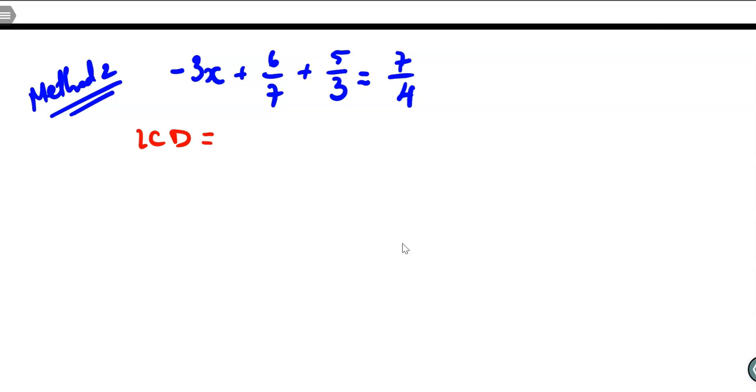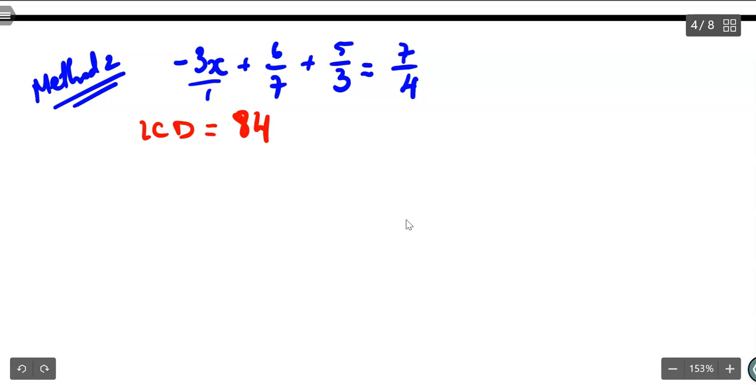Okay, so the lowest common denominator means that you are going to find a number that divides evenly into 7, 3, 4. And in this case, this should be 1 here. You turn that into a fraction as well, so you turn everything in this equation into a fraction. Okay, so 7, 3, 4. I know that the lowest common denominator would be 84. Okay, 84 divides evenly by 7, by 3, and by 4.